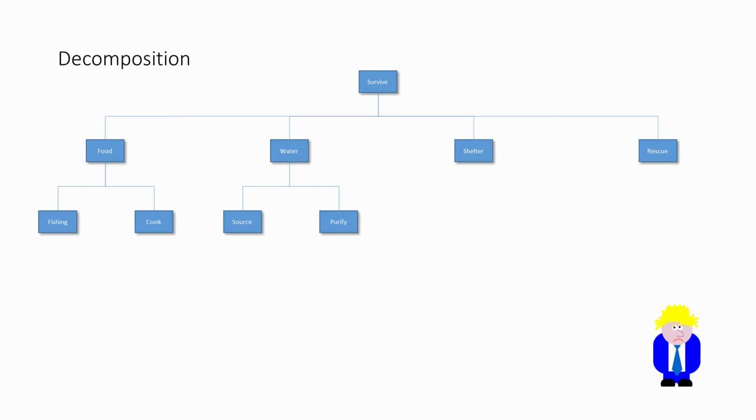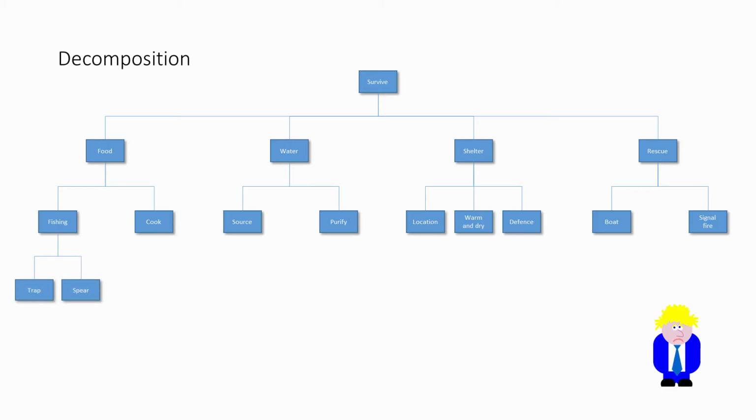Finding shelter means finding a good location. He will need something warm and dry and something he can defend from wild animals. To get off the island, Boris might need a boat or perhaps a signal fire ready to be lit. Boris doesn't stop there. He will catch his fish with some kind of trap or spear. Cooking the food will require a fire. To get water, he could collect rain and find a stream. He reckons he could purify the water by boiling it. He'll need a fire for that.